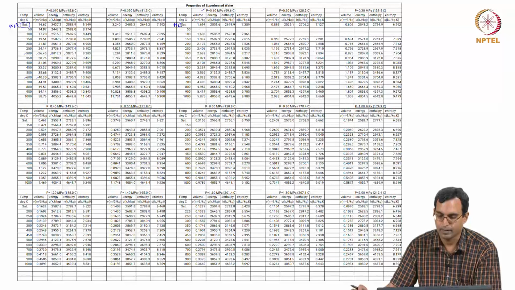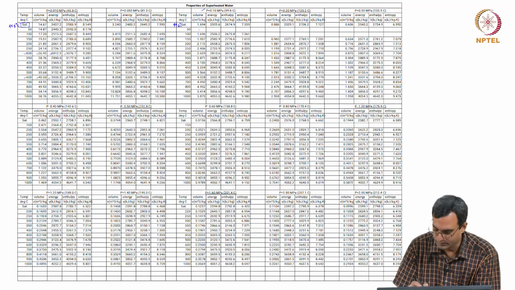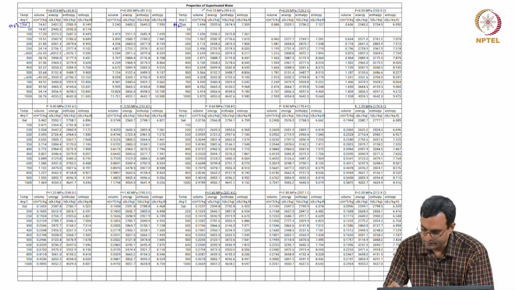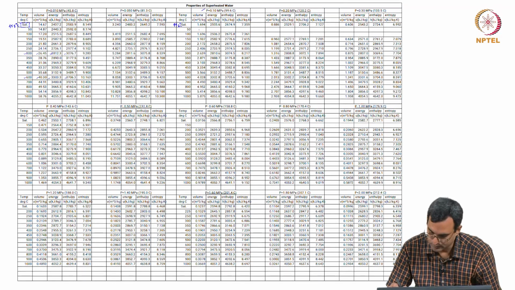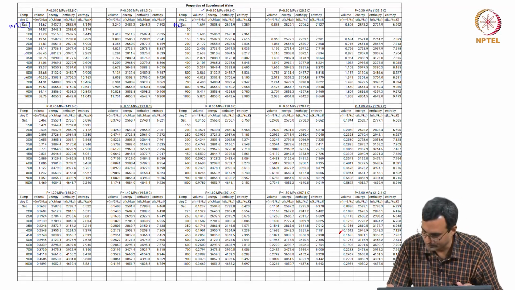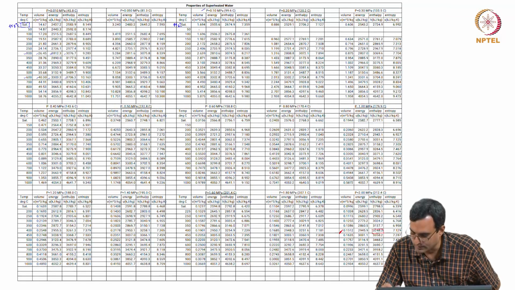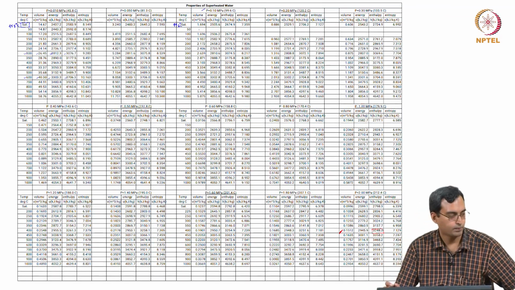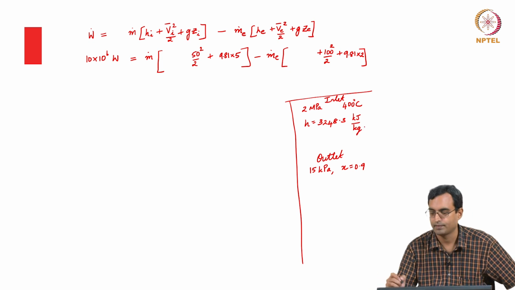So let me go to the superheated tables, and I need a pressure of 2 megapascals, is 1.4. So here it is, 2 megapascal, and I need a temperature of 400 degrees centigrade, which is essentially this row. So what I am looking for is enthalpy, which is 3248.3 kilojoule per kg. So I have the value of the inlet.